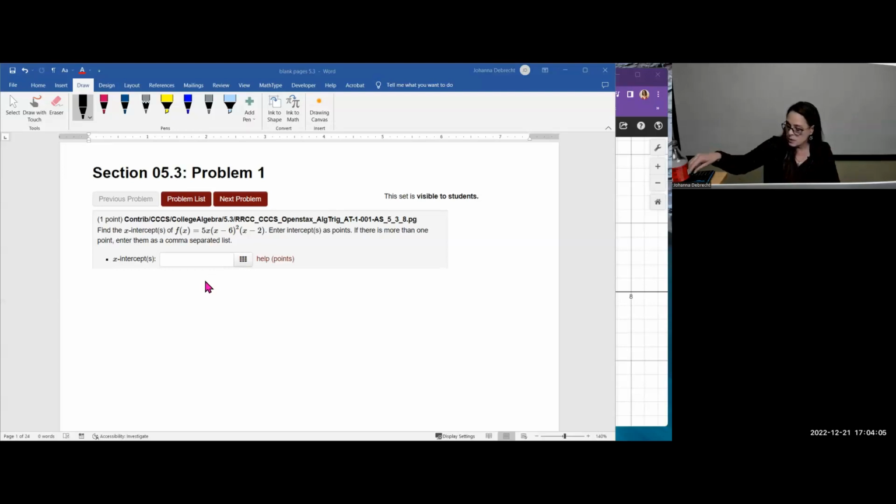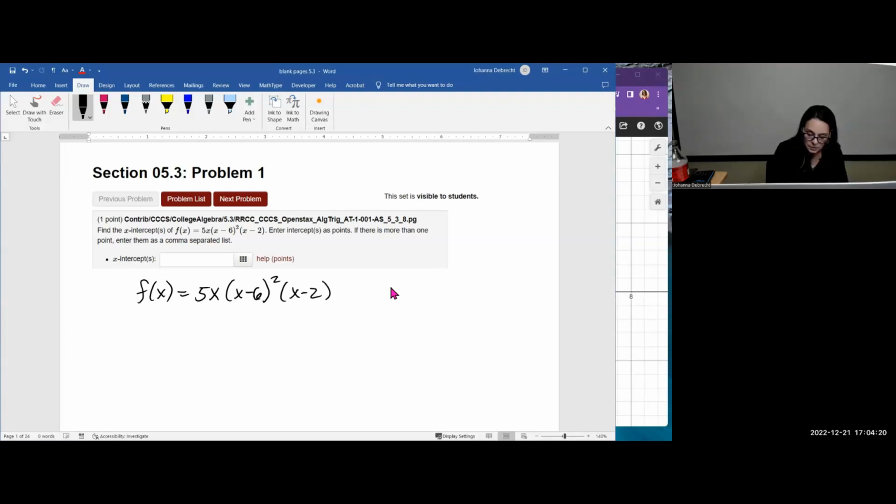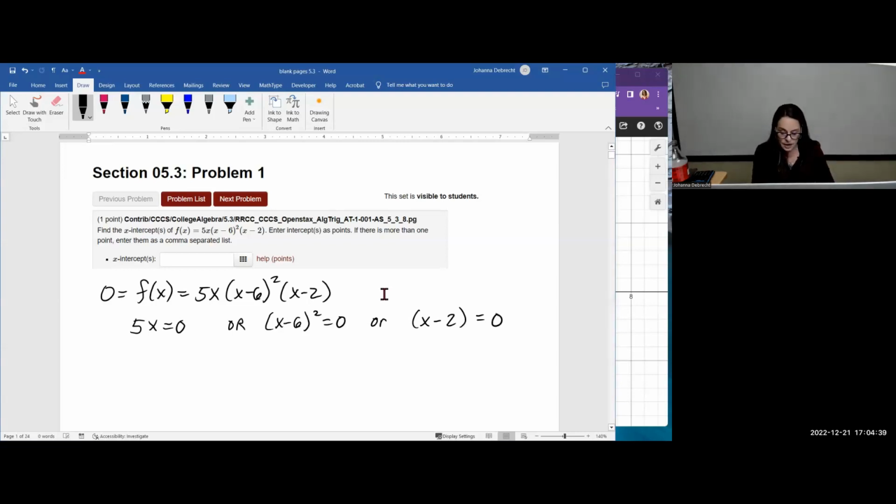In this one, what we want to do, of course, is set each factor equal to 0 and solve. Remember that when you're looking for x-intercepts, that means that the y value, which is the function f of x, is equal to 0. So this is going to be replaced with a 0. That means that either 5x equals 0 or x minus 6 quantity squared equals 0 or x minus 2 equals 0. One of those three.